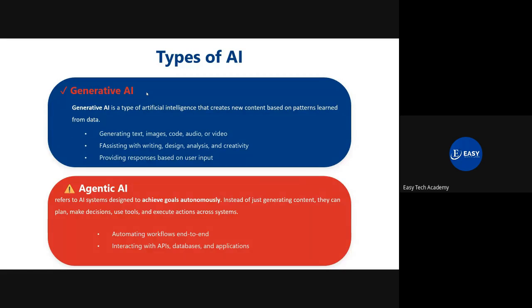The first type of AI is the generative AI. Generative AI is a type of artificial intelligence that creates new content based on patterns that the AI has learned from data. An example is generating text. Oh, help me to create this. It generates it for you. Generate images, generate code, generate audio, generate video.